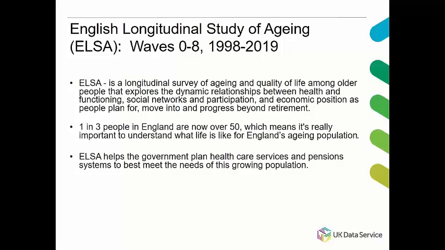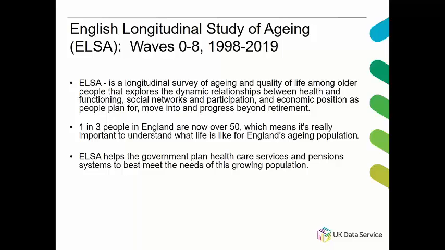Now, ELSA is a longitudinal survey of ageing and quality of life among older people that explores the dynamic relationships between health and functioning, social networks and participation, and economic position as people plan for, move into, and progress beyond retirement. Now, why is this of so much interest? Well, 1 in 3 people in England are now over 50, which means it's really important to understand what life is like for England's ageing population. And actually, ELSA helps the government to plan healthcare services and pension systems to best meet the needs of this growing population.